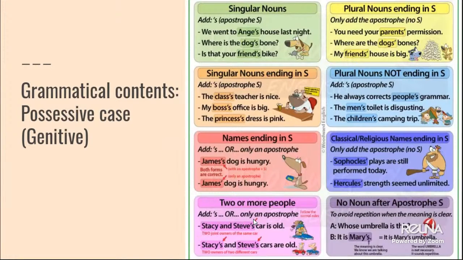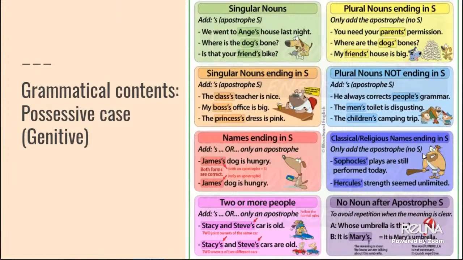Also, for example, los casos más complicated, two or more people in this case. What happens in this case? We add apostrophe S or only an apostrophe. For example, Stacy and Steve's car is old. Yeah, pero también podría ser Stacy's and Steve's cars are old, but la diferencia es two joint owners of the same car. Cuando los dos son dueños del auto, Stacy and Steve's car is old, se pone apóstrofe S solamente en el dueño final. Two owners of two different cars. Ya, cuando son dos dueños de dos autos distintos, se separan. Stacy's and Steve's cars are old. The first case is one car. Second case are two cars. There are two cars, all right?